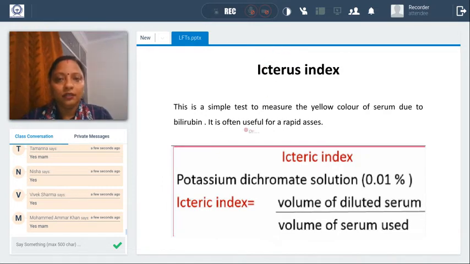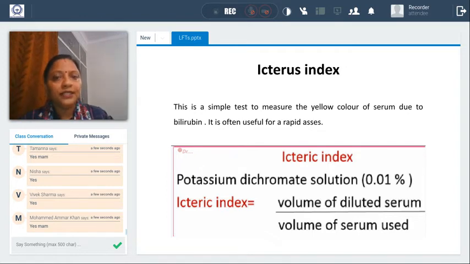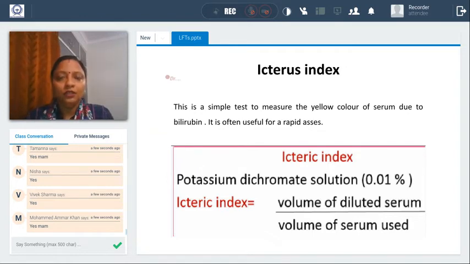In the next slide, you can see the test which is again related with bilirubin, the icterus index. You all know about this icterus index. This is a simple test to measure the yellow color of serum, which is due to the presence of bilirubin. It is often useful in rapid assays.